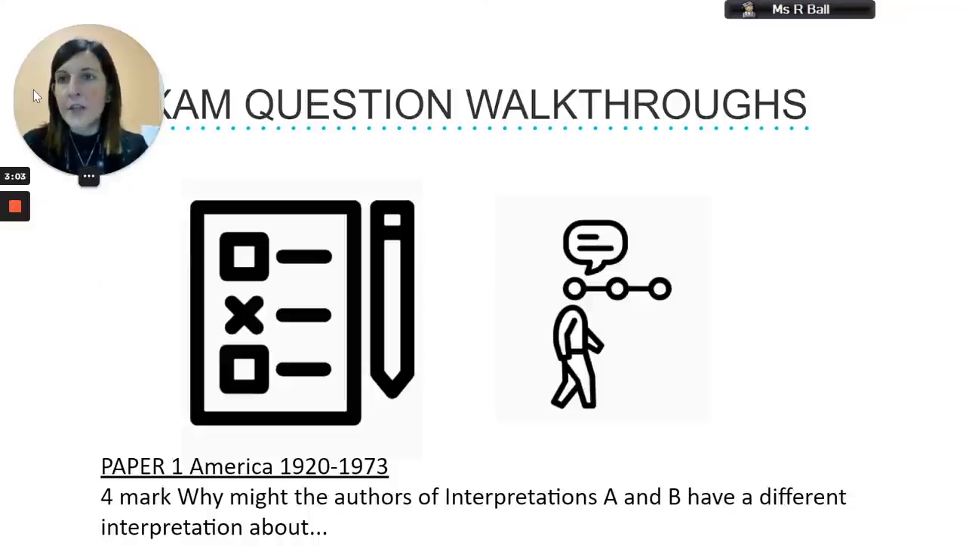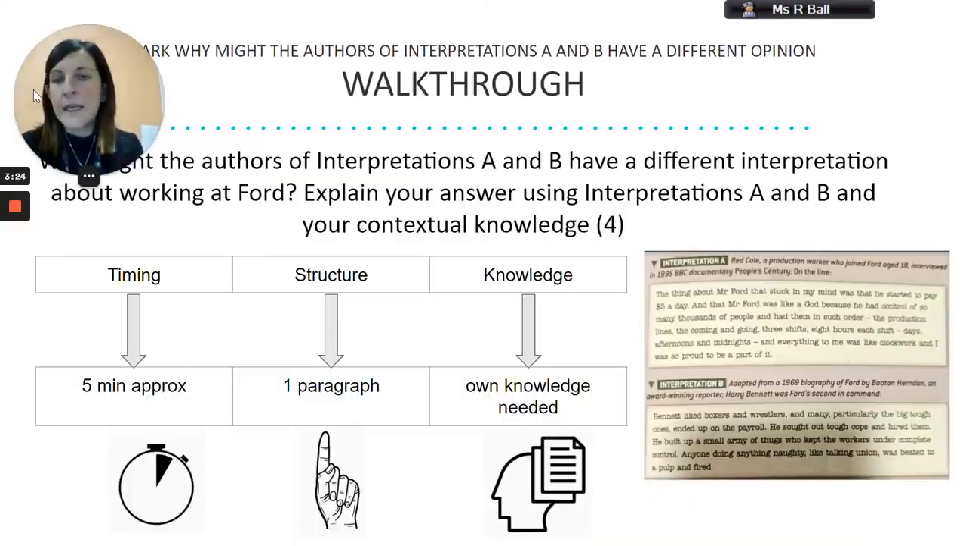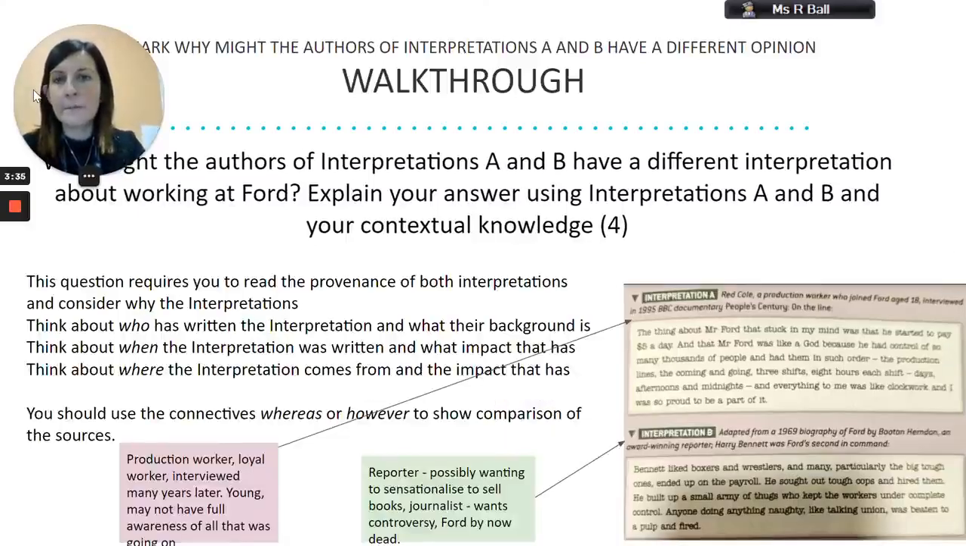The second question that you will get on the America section is about the same two interpretations, but this time, instead of asking how the interpretations are different, the question is asking why might they be different? So why might one writer say that working at Ford was positive, whereas the other writer might say that working at Ford was negative? Again, this question only requires 5 minutes and one paragraph, but you will need to use some of your own knowledge and context to help you understand why there might be a difference.